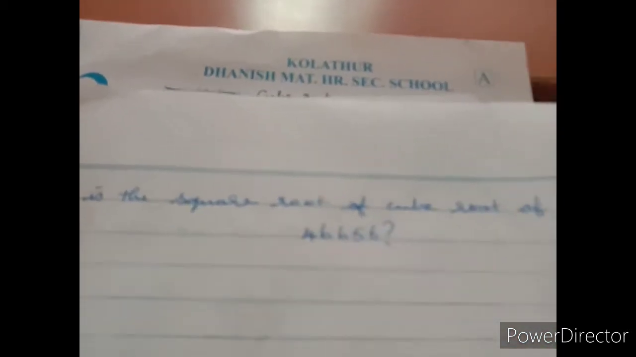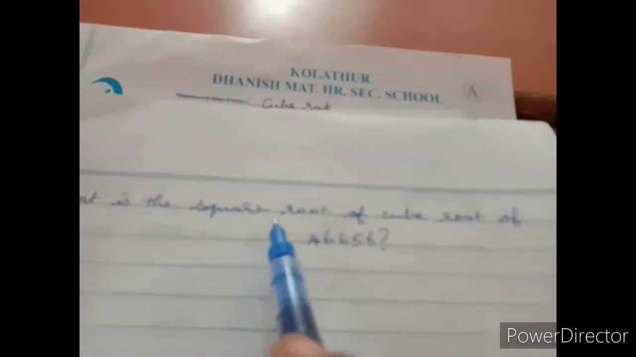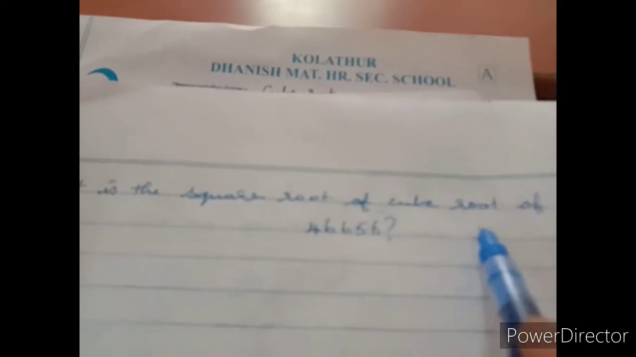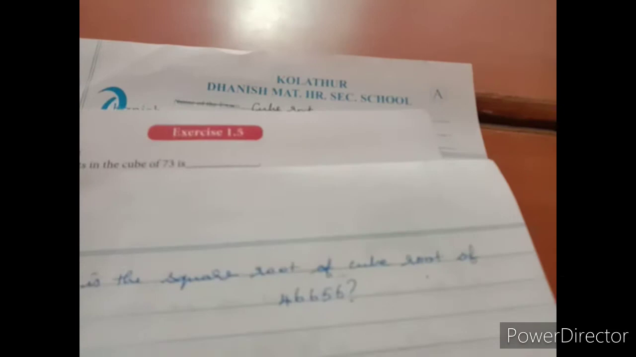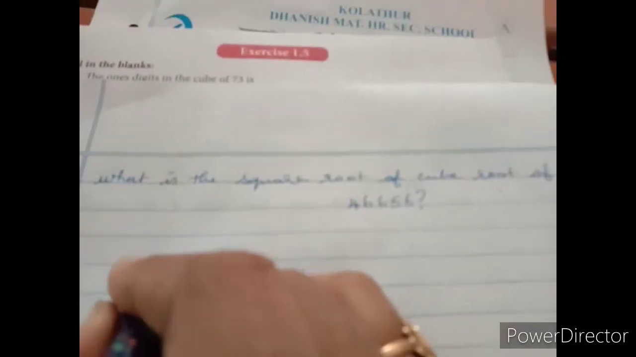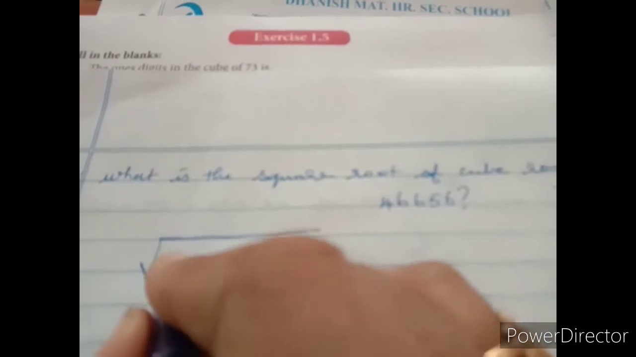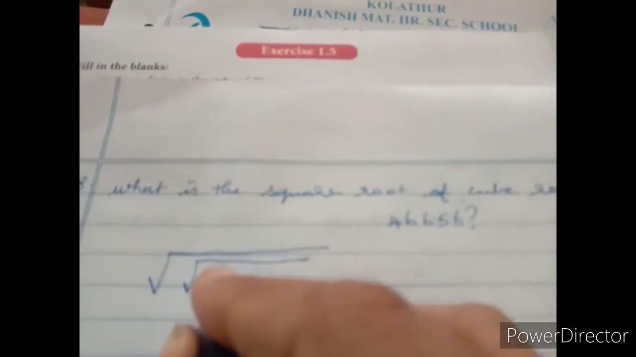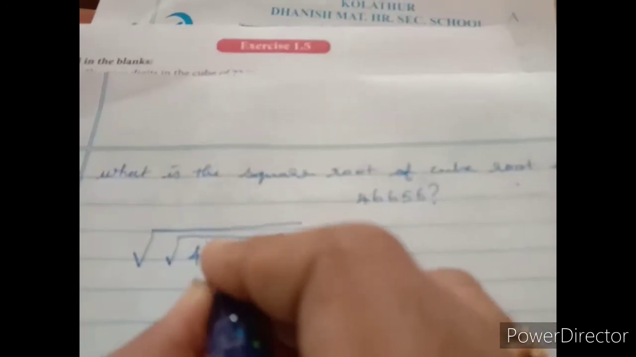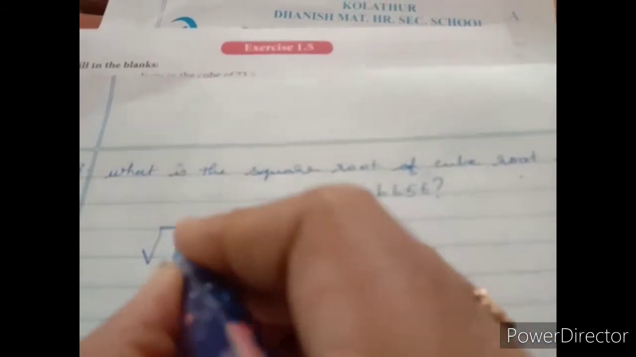Your next question is, what is the square root of the cube root of 46,656? They ask you to find the square root of the cube root. So first write the number: square root of cube root of 46,656.